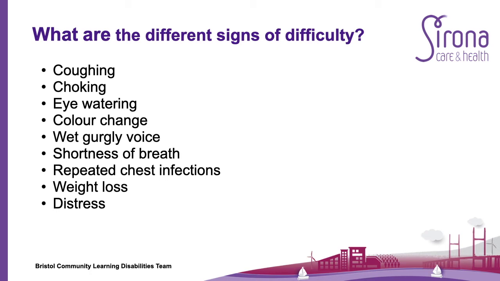Shortness of breath can also sometimes occur when someone has a respiratory condition such as asthma or COPD, and the need to momentarily stop their breathing to swallow can make them more breathless. Repeated chest infections could be caused by food or drink that has entered the lungs, and this is one of the main health risks of aspiration. Other consequences of a swallowing difficulty include weight loss, malnutrition and dehydration, distress, and reduced quality of life.